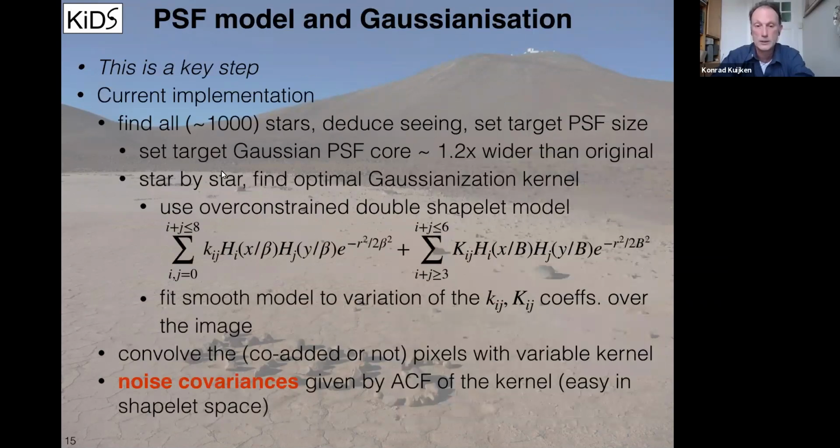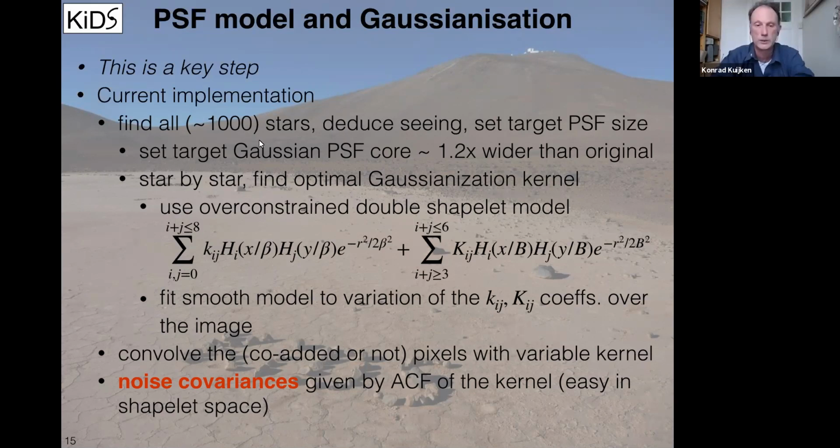And this is absolutely the key step in this whole procedure. To make a PSF Gaussian, you have to take whatever your observation gave you and find a suitable kernel to convolve your PSF and all the other pixels into a Gaussian PSF. There are many ways you can do this.